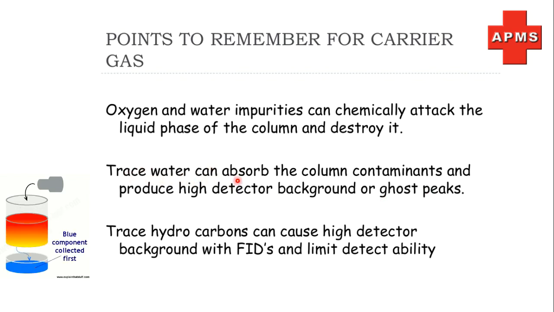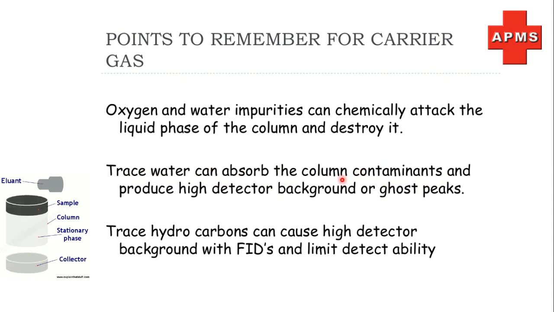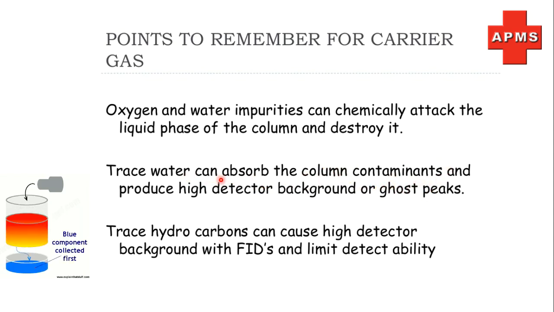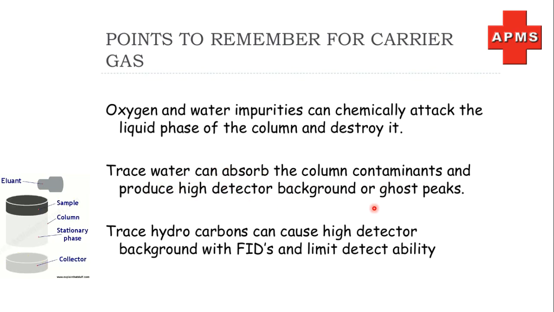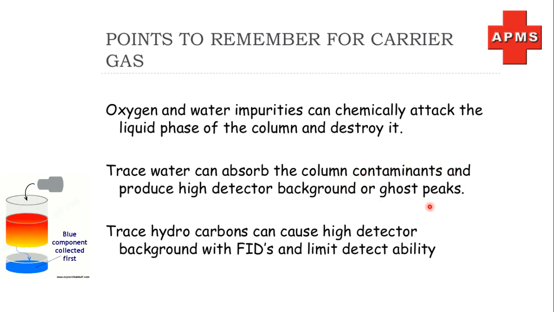This water can absorb the column contaminants. Some column contaminants are generally created when the experiment runs, and these contaminants are absorbed by the water molecules. When these contaminants go with this trace water into the detector, the detector detects them and gives other peaks, which are not the peaks of the sample.